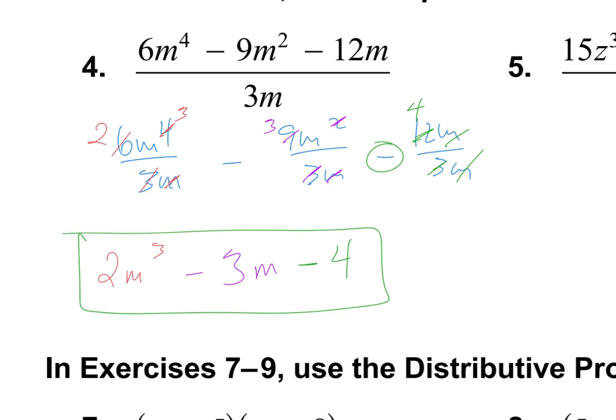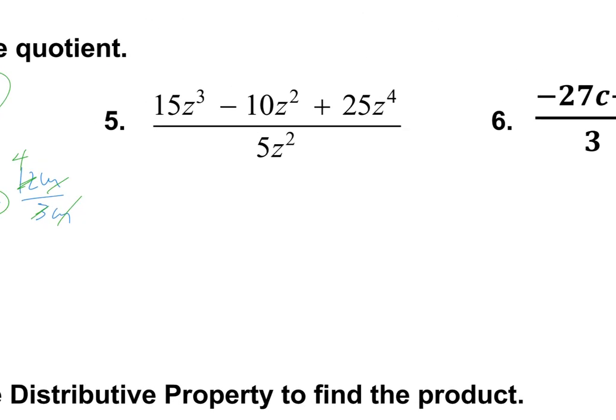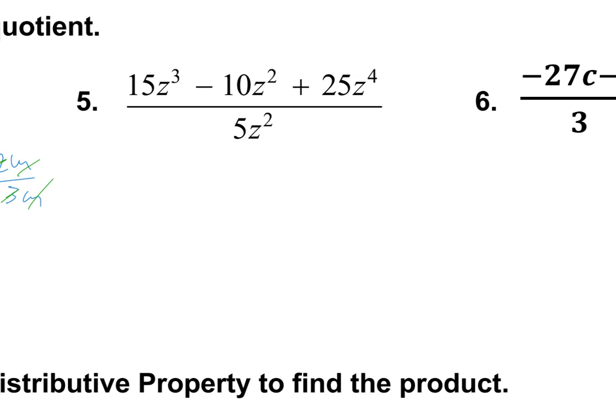There we go. Now, you can see and I can see how that took a little while. And instead, you could just do mental math and be like, all right, listen, I'm going to divide that. I'm going to divide that. I'm going to divide that, which is what I'm going to do in the next one. So the first thing I'm thinking of is 5z squared, 15z cubed divided by 5z squared. Well, that's going to be 3z.